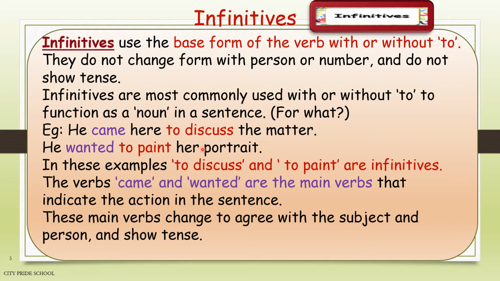He wanted to paint her portrait. He wanted what? To paint her portrait. So "to paint" is an infinitive acting as a noun here. In these examples, "to discuss" and "to paint" are infinitives. The verbs "came" and "wanted" are the main verbs that indicate the action in the sentence. Why are "came" and "wanted" considered the finite verb or the main verb? Because they change according to the number and person of the subject, and show tense. That is why they are called main verbs.